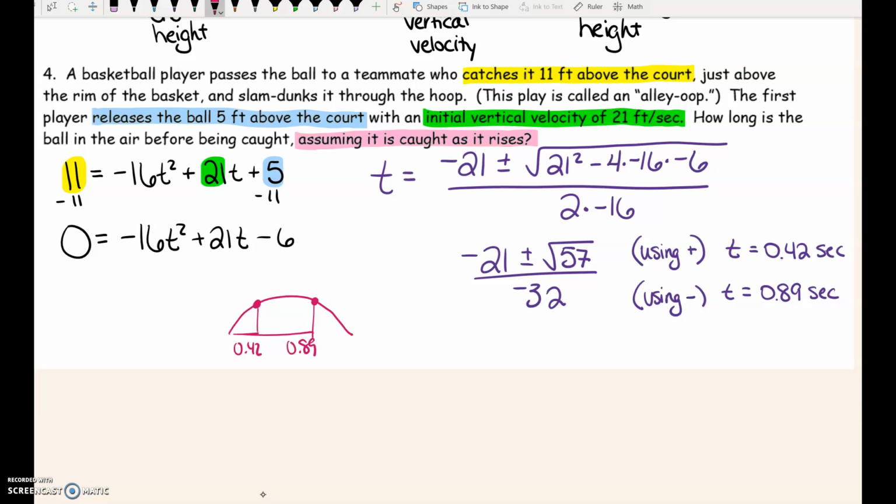So if you want the ball when it rises, that means you want the shorter time. If you're waiting for it to fall again, then you're looking at the longer time of our two answers. So because we want to catch the ball when it's rising, you want the shortest number of seconds of your two answers. So this one is 0.42 seconds.